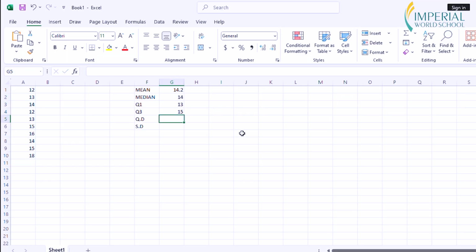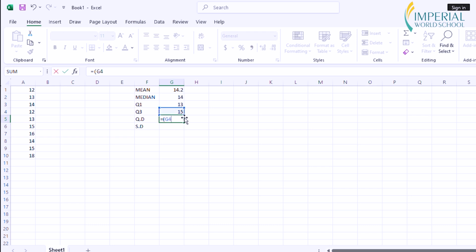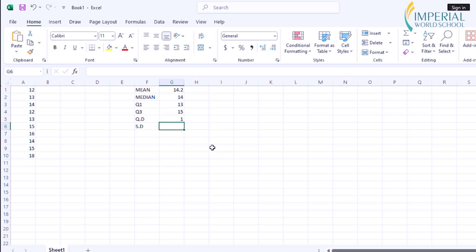Now for quartile deviation, which is the scatteredness of the middle value, there isn't an exact formula, but we can just use the cells that Q3 and Q1 are in and use the formula equal to bracket. Now we can just type in the cells that Q3 and Q1 are in and divide them by 2. So the quartile deviation is going to be 1.